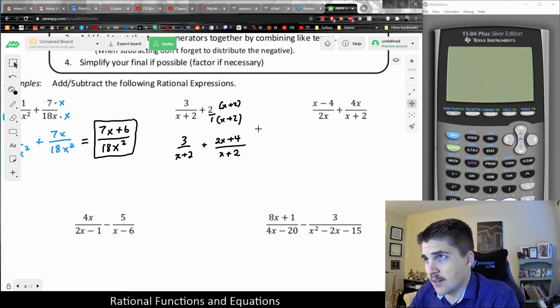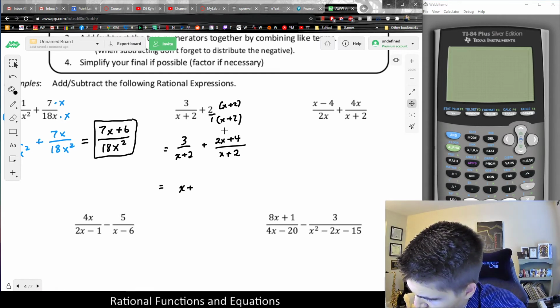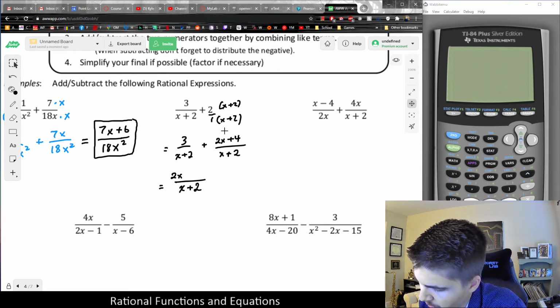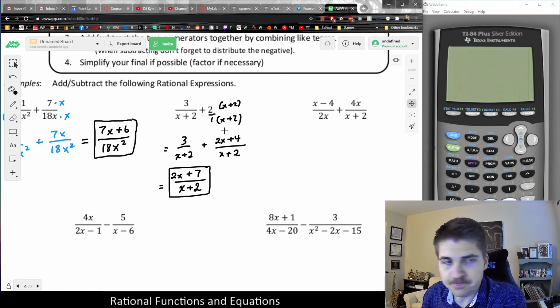Now I add across the top, and the denominator stays the same. So the denominator x plus 2 remains x plus 2. And the top would give me 2x, which is not going to combine with anything, and 3 plus 4 is plus 7. And again, this will not reduce because there are no common factors in there.